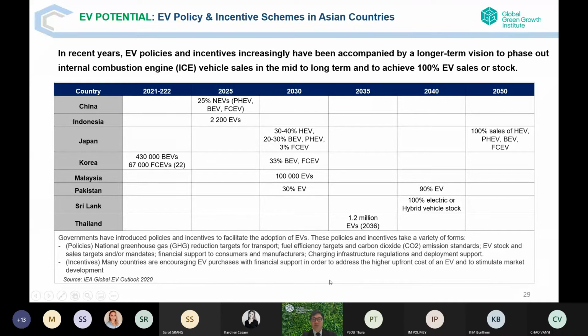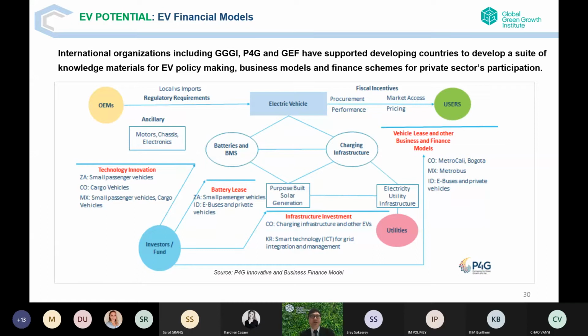These policies and incentives take various forms, such as national greenhouse gas reduction targets for transportation. They are also linking the adoption of electric mobility to national policies and schemes. Also, many international organizations have supported developing countries in developing a suite of knowledge material for electric vehicle policy making, business models, and finance schemes.